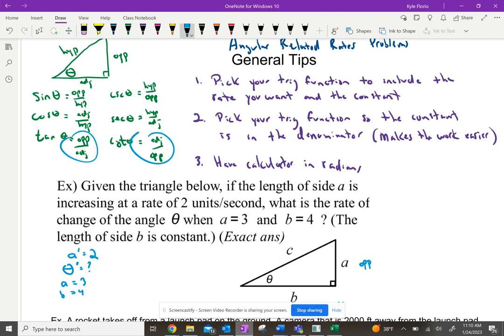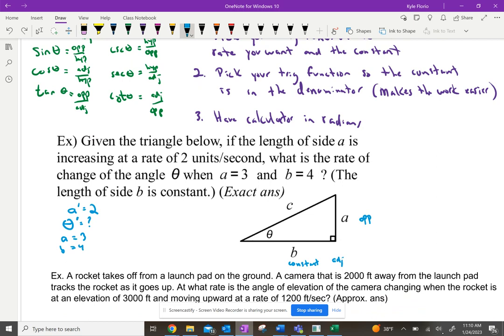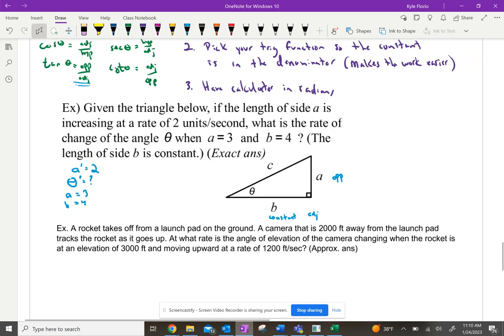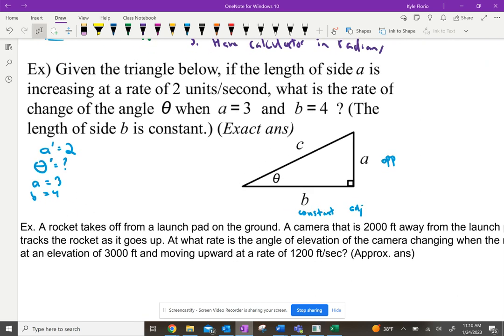We have tangent and we have cotangent. Now I want whichever one puts my constant in the bottom. So I want adjacent to be on the bottom. Tangent is the function that has adjacent in the bottom. So this is my equation, my trig function that relates the information I have and the information I want. The tangent of angle theta is the opposite leg, which is A, over the adjacent leg, which is B.